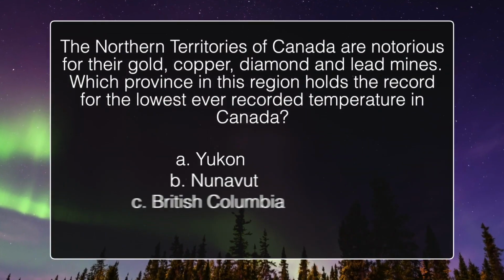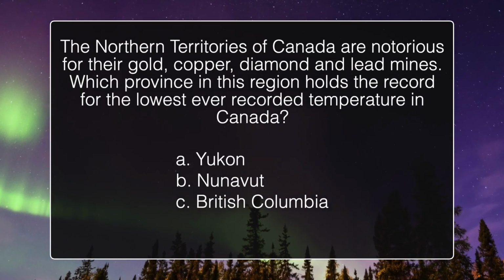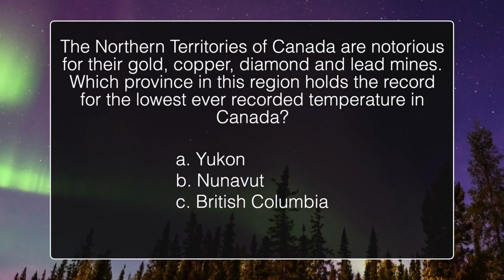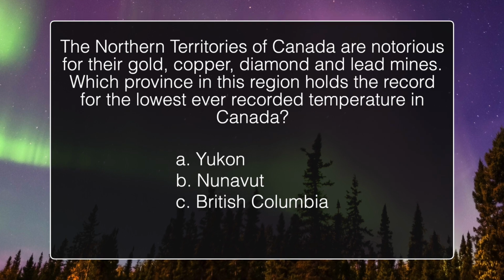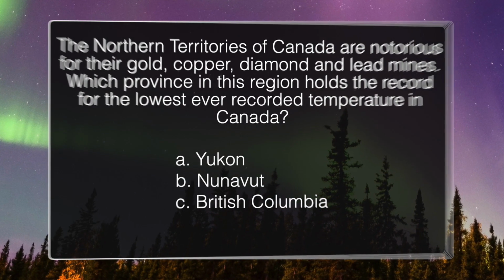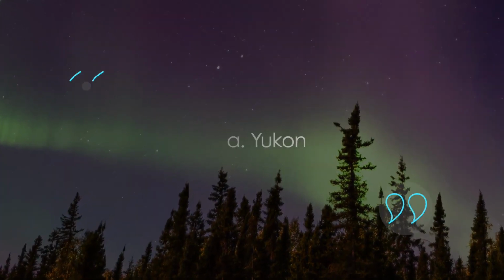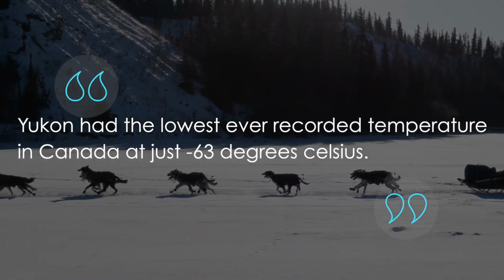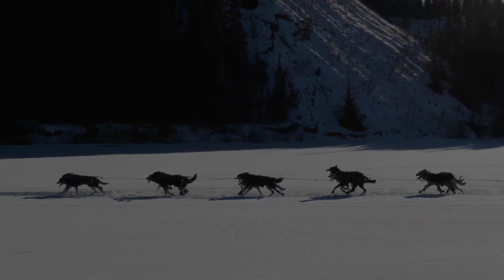The Northern Territories of Canada are notorious for their gold, copper, diamond and lead mines. Which province in this region holds the record for the lowest ever recorded temperature in Canada? Yukon, Nunavut, British Columbia. The answer is Yukon. Yukon had the lowest ever recorded temperature in Canada at just -63 degrees Celsius.